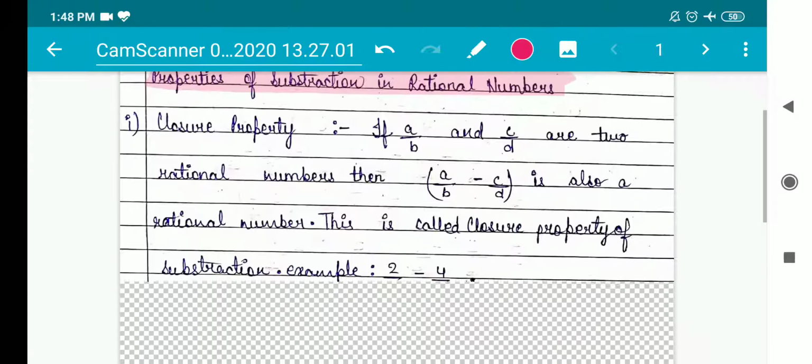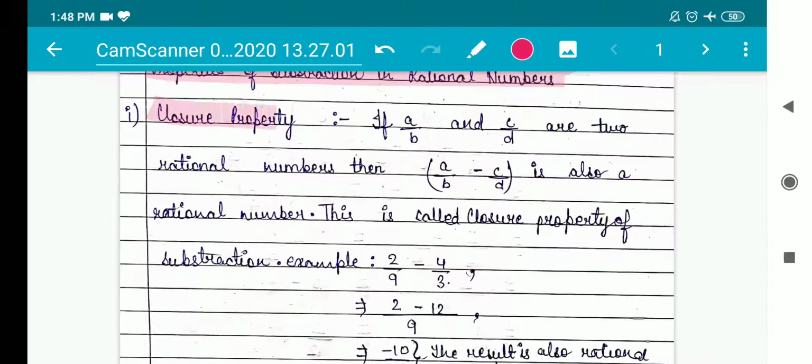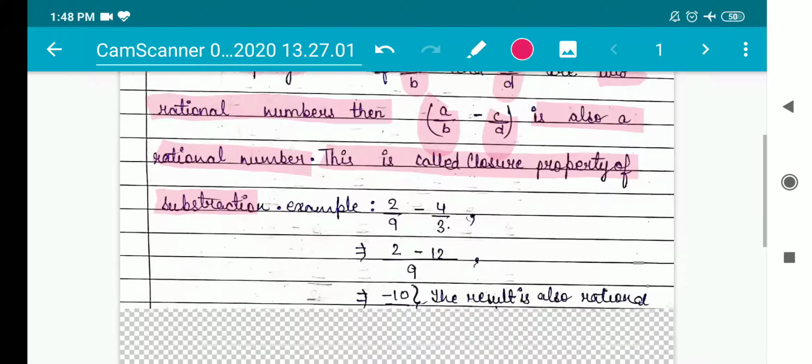First property of subtraction in rational numbers is closure property. This property says that if a/b and c/d are two rational numbers, then a/b minus c/d is also a rational number. This is called closure property of subtraction. It means that if there are any two rational numbers, then the result that we get after subtracting them will also be a rational number.